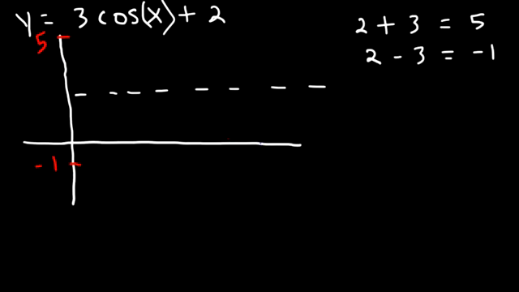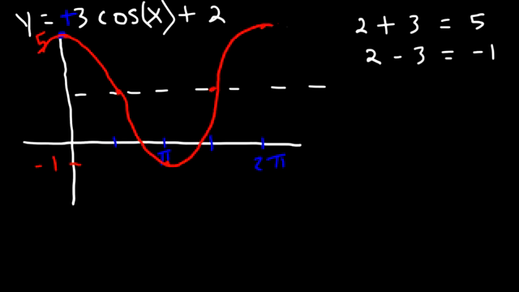Now let's plot the period. So one cycle is going to be 2 pi. The other 2 points are pi over 2 and 3 pi over 2, as you've seen before. Now we know that cosine, that is positive cosine, starts at the top, so it's going to start at 5. Then it's going to go back to the middle, and then all the way down to -1 when x is pi, and then back to the middle, and then to the top. So it's going to look like that.